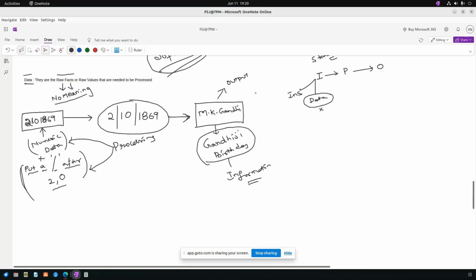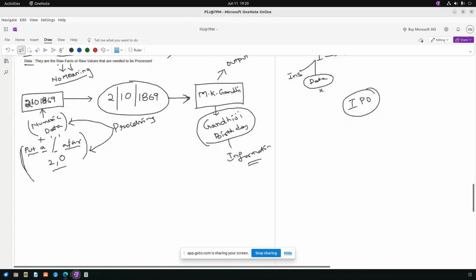It may be a small program, it may be a big program, it doesn't matter at all. Any programming must follow IPO. IPO means input, processing and output. In this way, you are going to define the data.